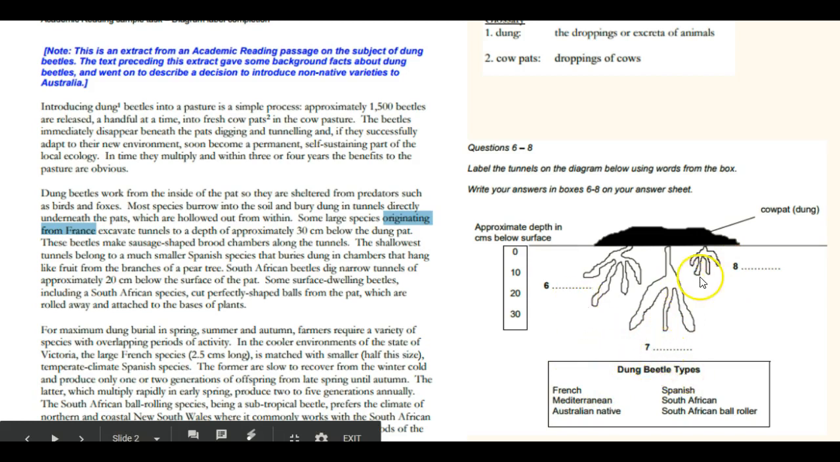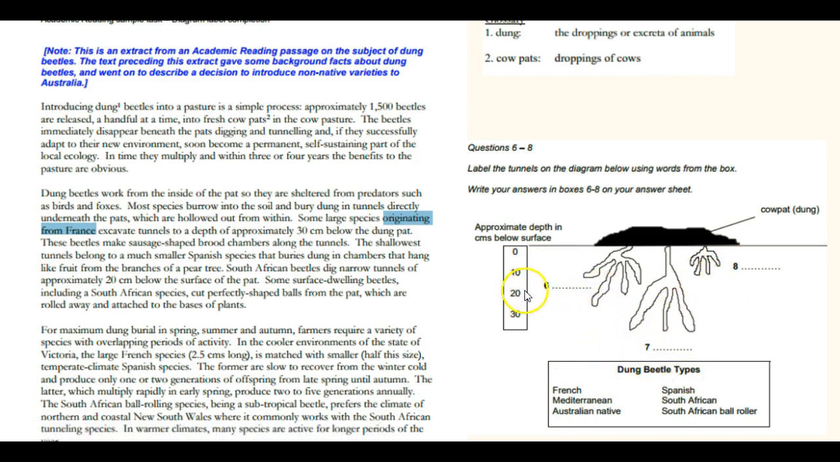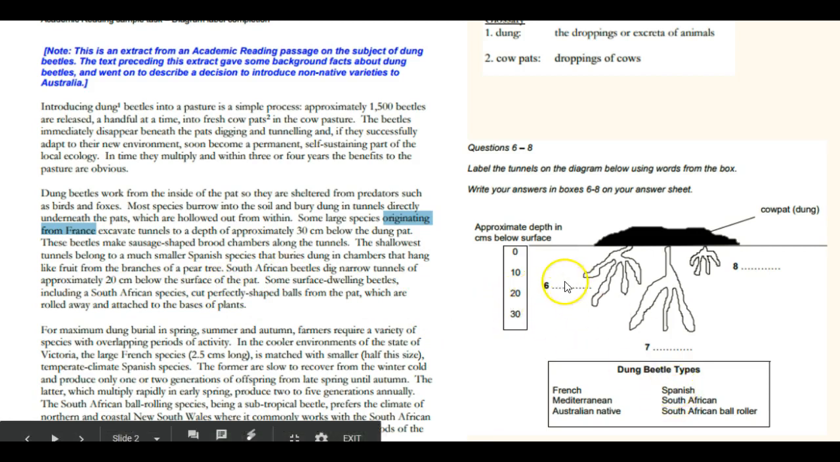What about 6 and 8? Number 6 is going to be between 10 and 20, and it's actually closer to 20. Maybe I will find the number 20. If you look closely in this paragraph, you will find the number 20 here, 20 centimeters. What comes in this sentence? South African beetles dig narrow tunnels of approximately 20 centimeters below the surface of the path. So South African matches with 20 centimeters, and it also matches in the diagram. So I'm going to put the word South African right next to the number 6.